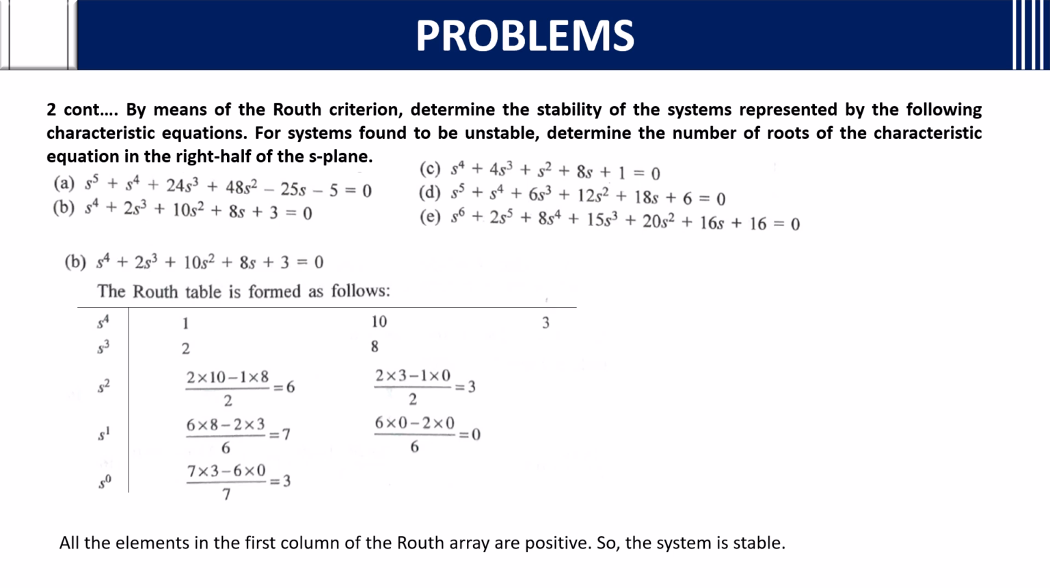Now we will solve the second question. There is a characteristic equation given where all the coefficients are positive. So there is a chance that the system may be stable or unstable. We need to find out using the Routh table.